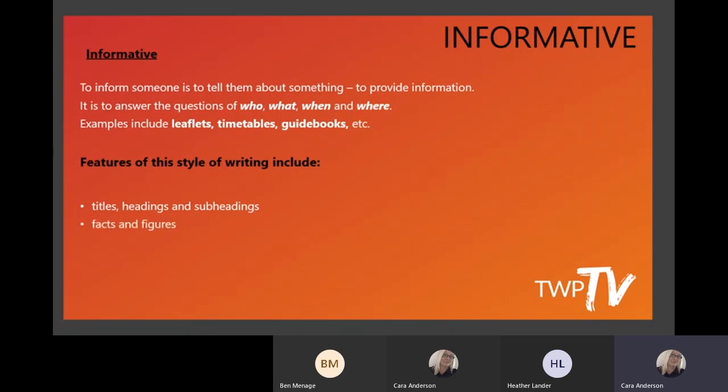They're going to have facts and figures in them, because especially like the timetable, it is all the facts in there. A leaflet, they're going to give you the facts based on what it is that they're advertising or selling, or even just giving you that information on. Some of the references in there, they might have quotes from witnesses and experts.